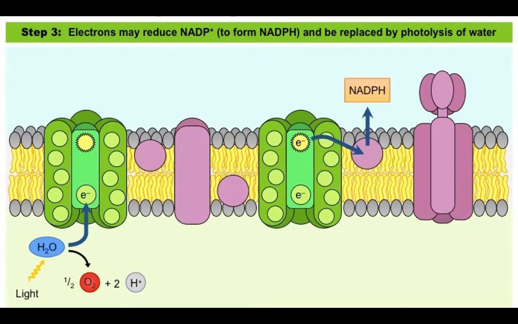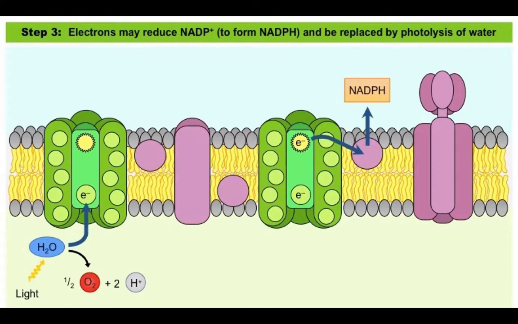Step 3 is the reduction of NADP+ and the photolysis of water. Excited electrons from photosystem 1 may be transferred to a carrier molecule and used to reduce NADP+. This forms NADPH, which is needed for the light-independent reactions. The electrons lost from photosystem 1 are replaced by the de-energized electrons from photosystem 2.